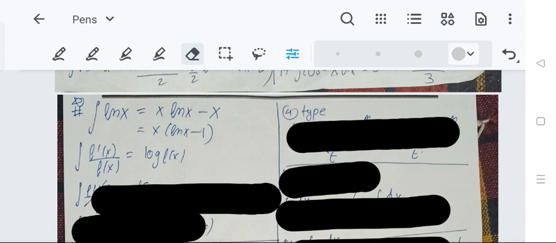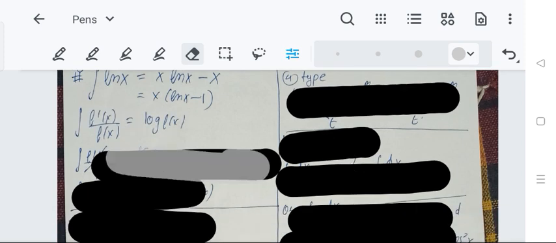Now, the other part is the integration of ln x. The integration of ln x is x times ln x minus x. You just simply remember it as x multiplied by the bracket ln x minus 1. The integration of ln x is very useful. We can directly solve many questions if we know the integration of ln x. Then this corollary is repeated, I told it above.